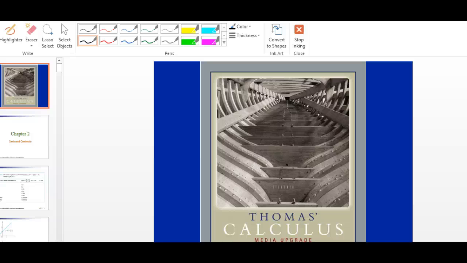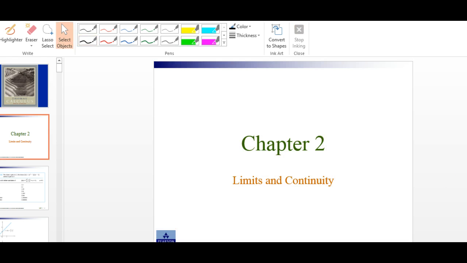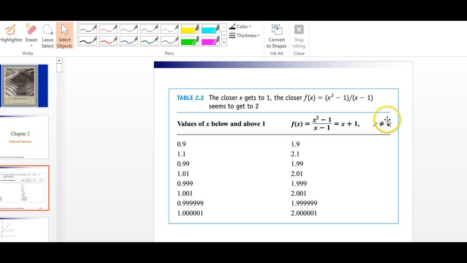So this is the first flip video for Calc 1, and what I will do is try to give an introduction to the concept of limit. Now let's take a look at this function, x squared minus 1 divided by x minus 1, and suppose you want to find the limit of this function as x tends to 1.